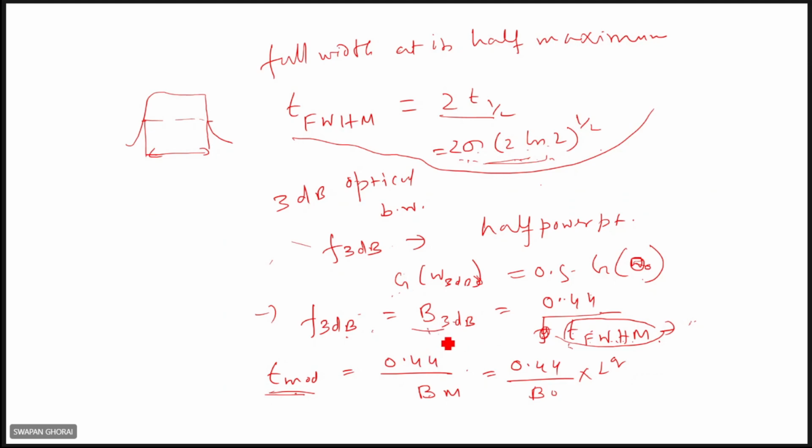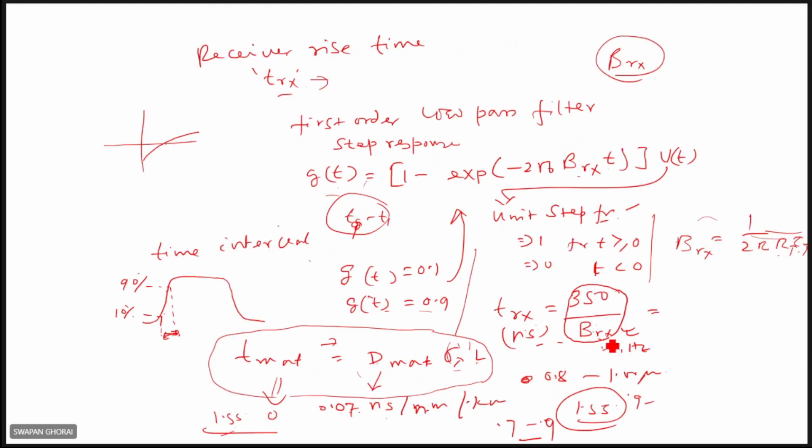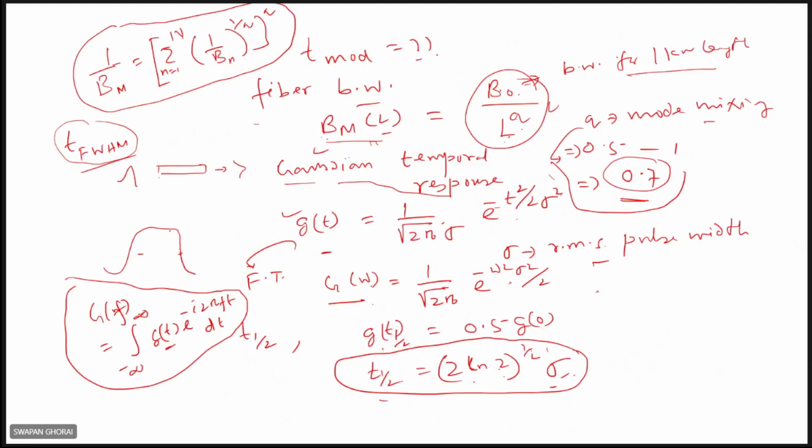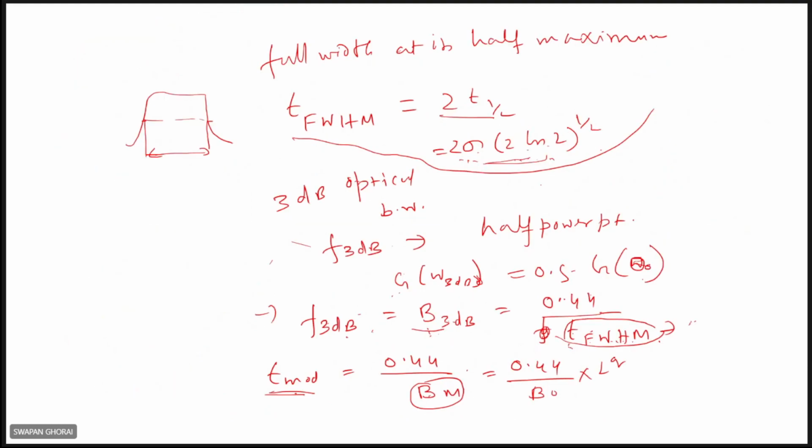And B3 dB is now replaced by BM, that is the fiber bandwidth, right? So what is the fiber bandwidth? That is B0 L to the power Q, that we have seen. Empirical relations are there. We have considered here B0 L to the power Q. Just putting the value of BM equal to B0 L to the power Q, you'll get 0.44 L to the power Q by B0, right?